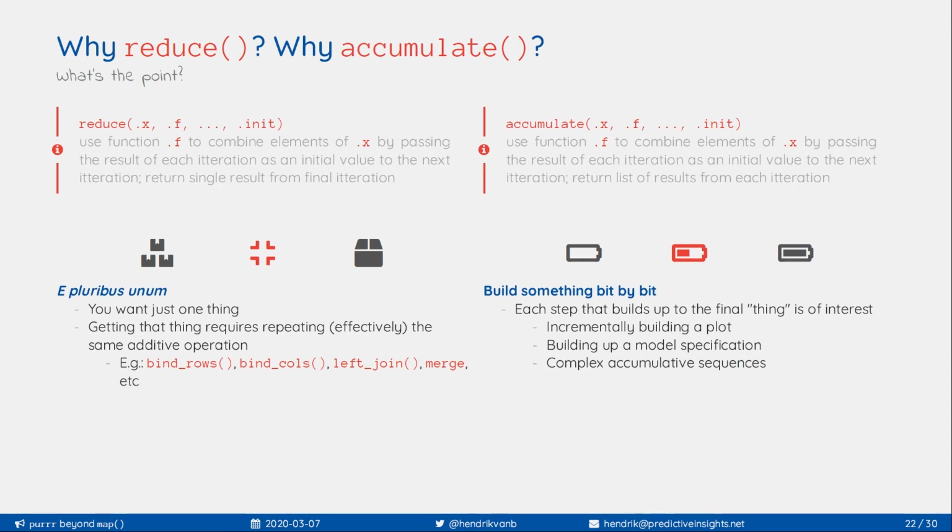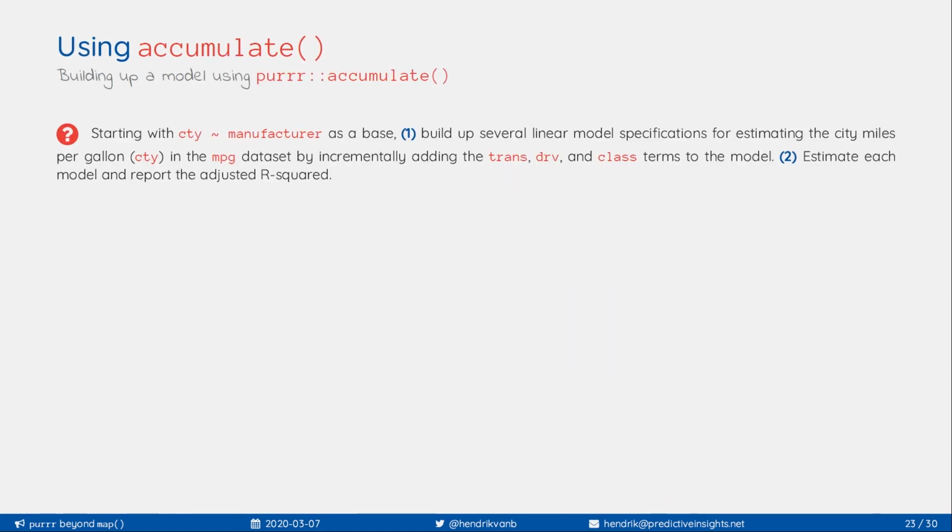So why is this useful? For reduce, it's when you basically want one thing, but getting that one thing requires repeating effectively the same additive operation over and over again. With accumulate, it's slightly different, as you're interested in every step along the way. You want to build something up. Maybe you want to build up a complex mathematical sequence or a graph, or as I'm going to show you now, a model. I'm going to start off with the base model. I'm going to go through this quite quickly, where I want to just define a linear model, and I want to express city as a function of the manufacturer. And then incrementally, I want to add terms to this model, estimate all of them, and then get the R squared.